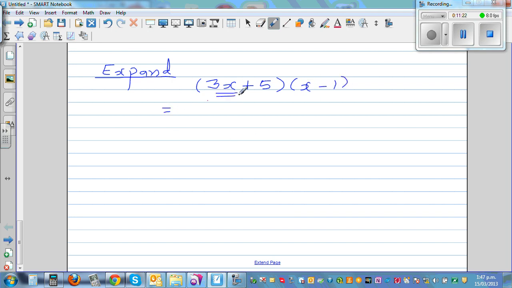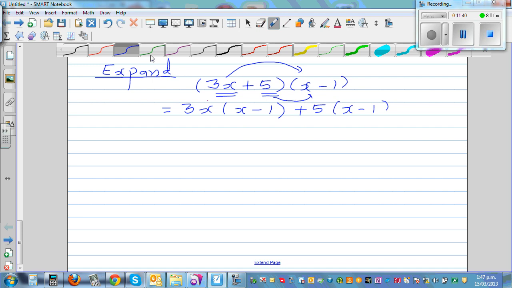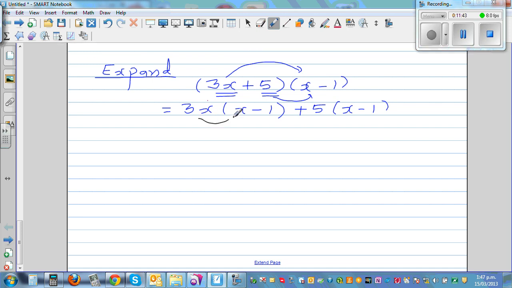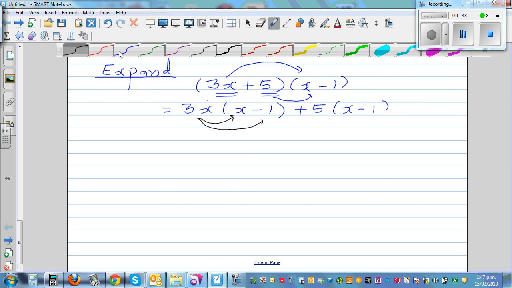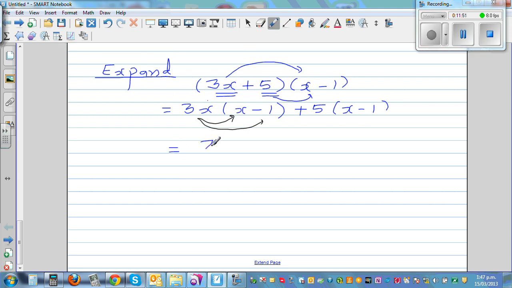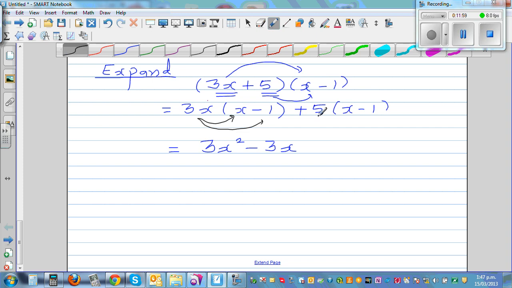So this is 3x times this whole bracket, so 3x times x minus 1, plus 5 times this whole bracket x minus 1. So now I'm going to distribute it. 3x times x gives you 3x squared, and 3x times negative 1 is negative 3x. The same thing for this. This is called the distributive property.